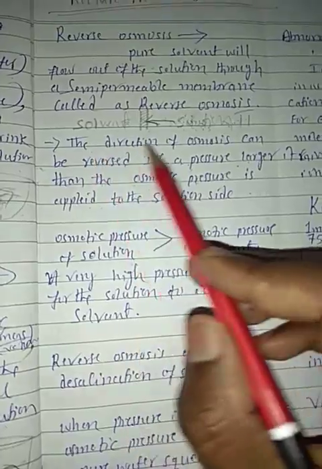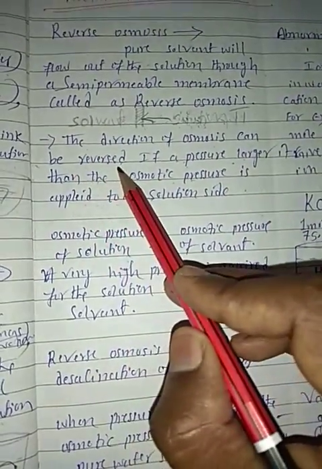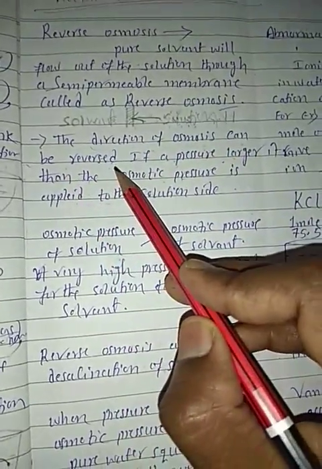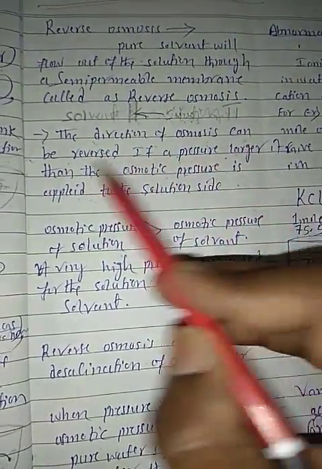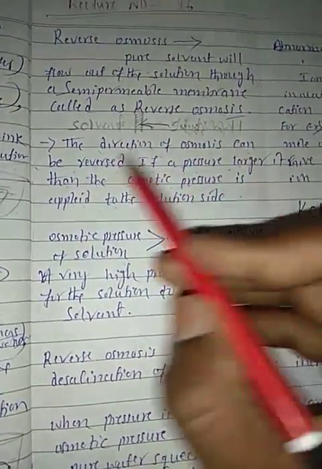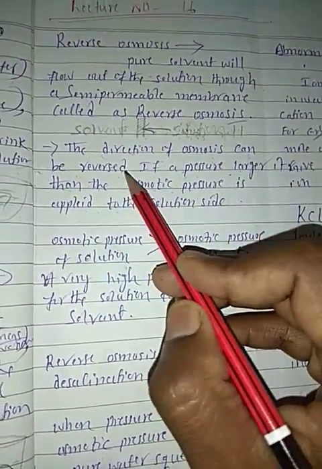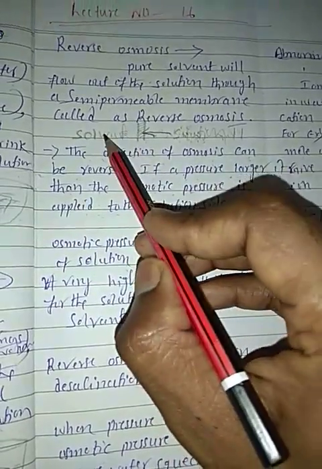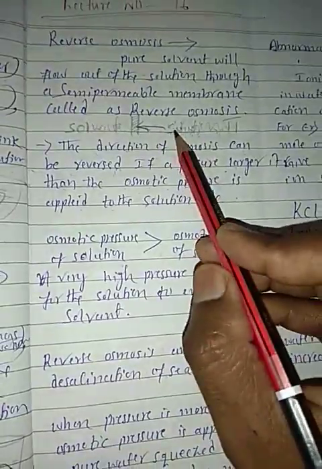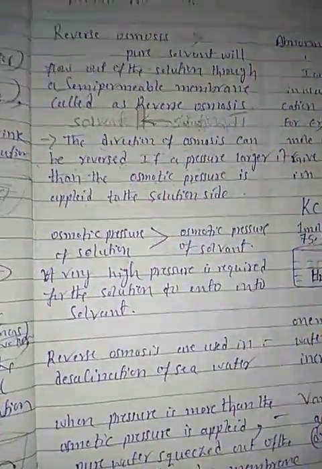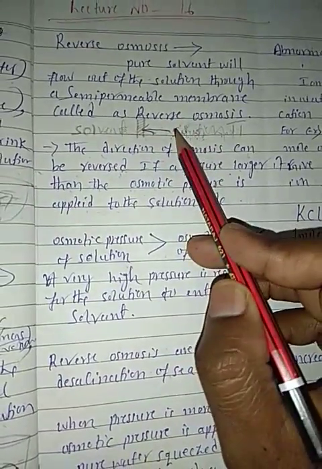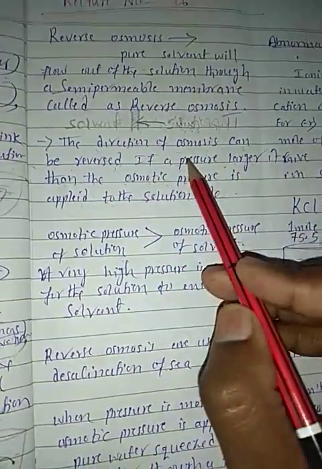Okay. The direction of osmosis can be reversed if pressure larger than the osmotic pressure is applied. Osmosis means solvent particles enter into the solution. But here we are reversing this osmosis, so that solvent particles from the solution enter into the solvent, right?